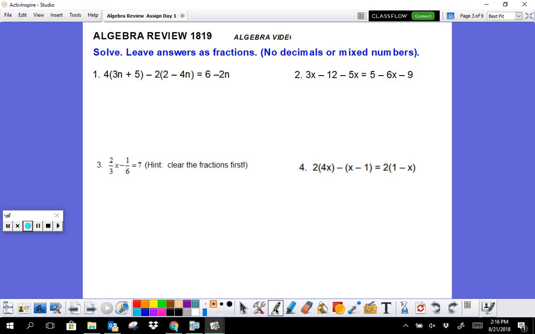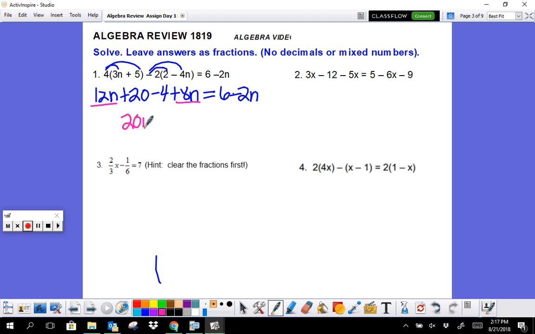Okay, so number one, I'm going to distribute this 4 first. So that's going to get me 12n plus 20. And then now I need to distribute this -2. So that's going to be minus 4 plus 8n equals 6 minus 2n. Now before I start moving anything around, I need to make sure that I combine like terms, which could be something that we're out of the habit of doing when we haven't done it in a while. So I've got a 12n, I have an 8n, so that's 20n. I have a 20 minus 4, that's 16.